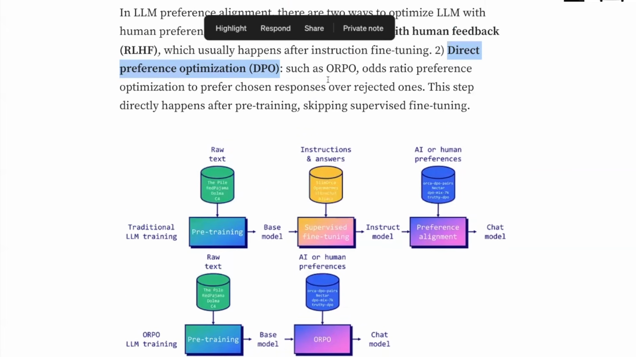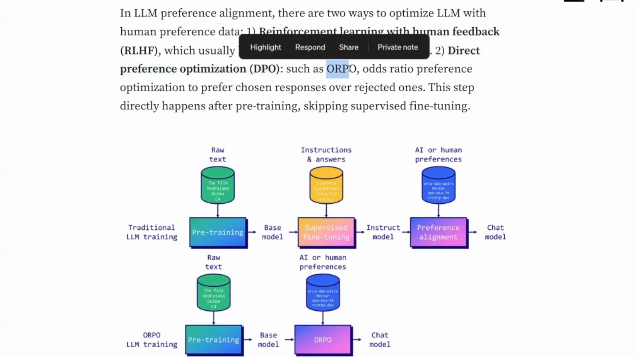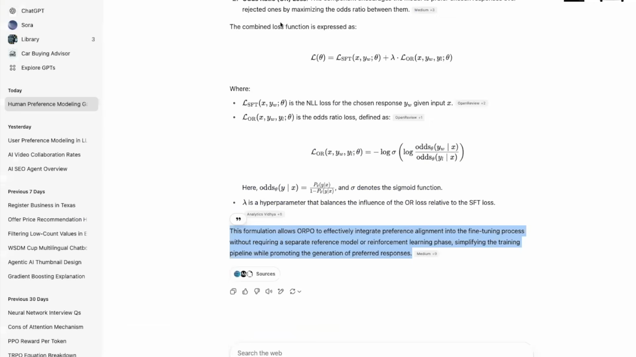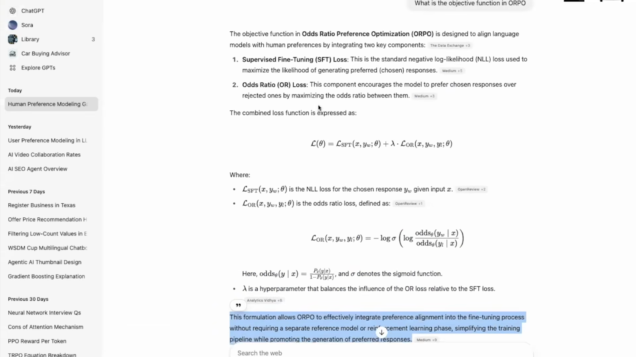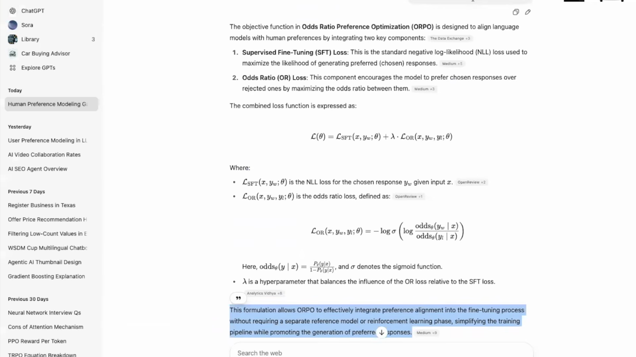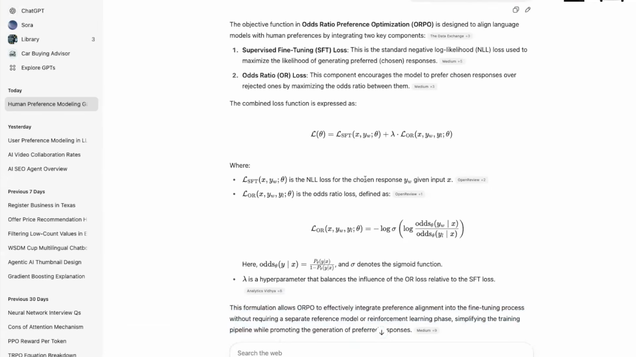So a common algorithm is called ORPO, odds ratio preference optimization. I just asked ChatGPT what objective function ORPO is trying to optimize. If you see the formula here, W is the win, so this is a win response, and this is a lose response, right? So it's more like a pairwise label.